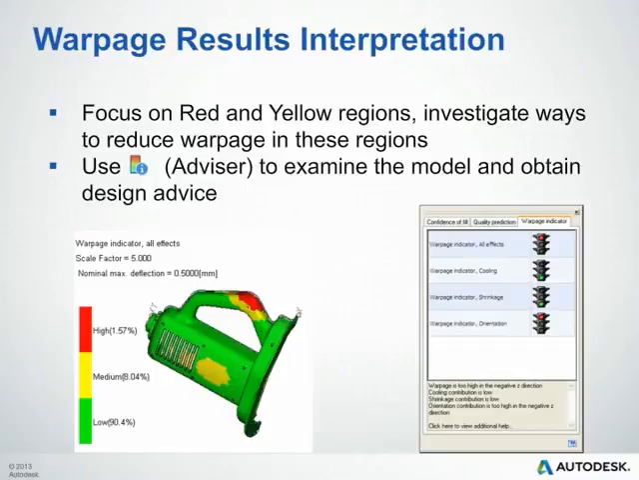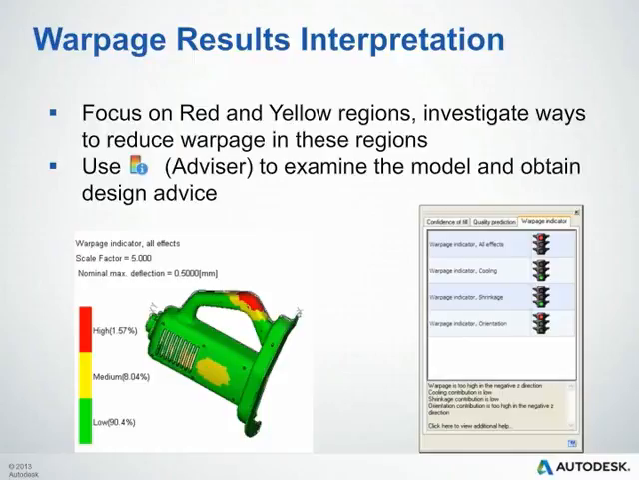When you're interpreting your warpage results, you really want to focus on the red and yellow regions, because the red ones are definitely out of tolerance and the yellow ones are very close. And then investigate ways to reduce the warpage in these areas. Again, this may take multiple anchor planes or multiple techniques to analyze each section of your part.